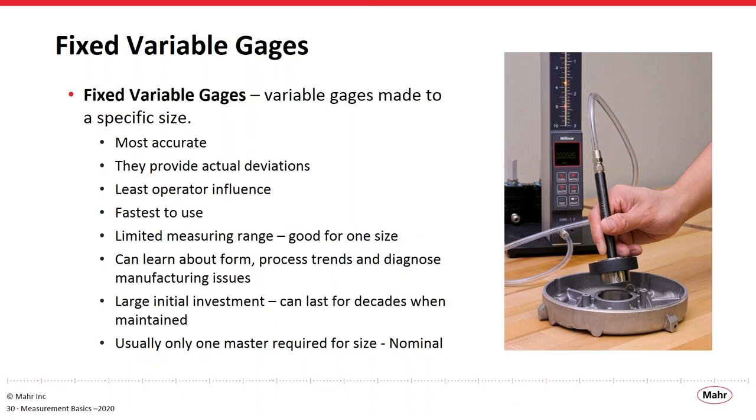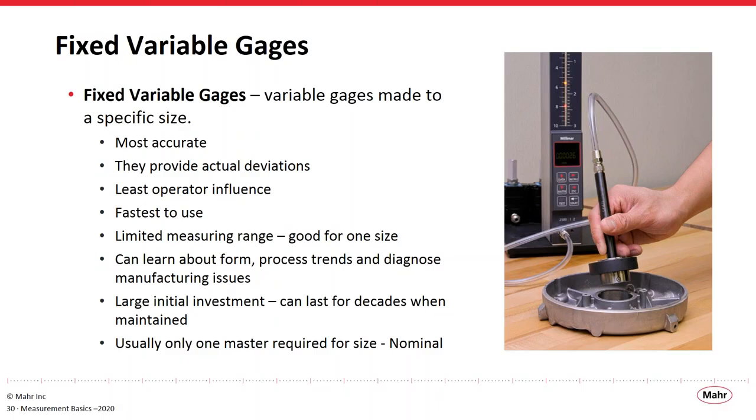And now we move into our fixed variable gauges. These are gauges which can give you some deviations, thus they are variable gauges, but they're made more for a specific size. These are the most accurate types of variable gauges. They provide actual deviations with the very least operator influence because they can only go into the part one way. There's no slop in there. You get a reading instantaneously, and it's very accurate. Thus, it's very fast to use. It's good for one size.